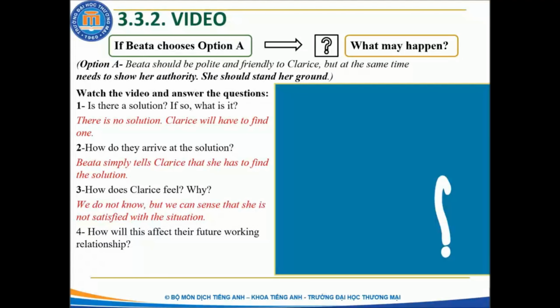And for number 4, how will this affect their future working relationship? Well, I think we do not know too, but it's likely that it has not helped the two women build a strong relationship.